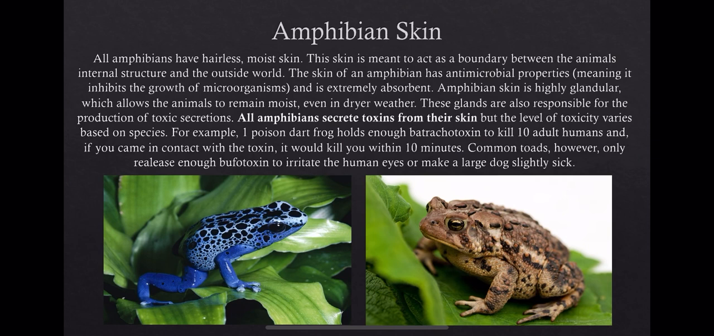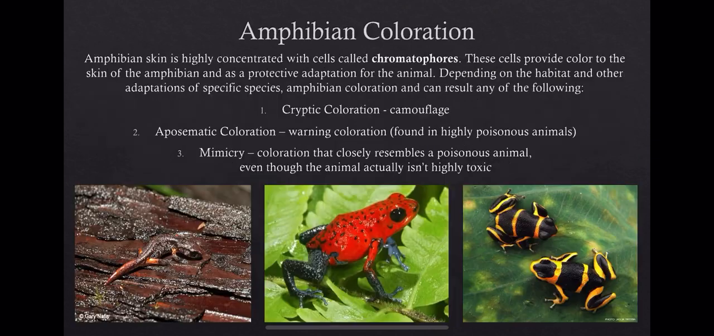But something else really important about their skin is all amphibians are actually toxic. They all produce toxins from their skin, but the level of toxicity varies from species to species based on the type of toxin that they produce. So something like the poison dart frog is going to produce so much toxin that it could kill 10 adults just from barely contacting them. But a common toad, if you ate a toad, it would make you sick to your stomach, but it wouldn't be the end of the world. You'd be fine. And it has to do with the fact that they're producing different toxins, and those different toxins obviously have different levels of toxicity.